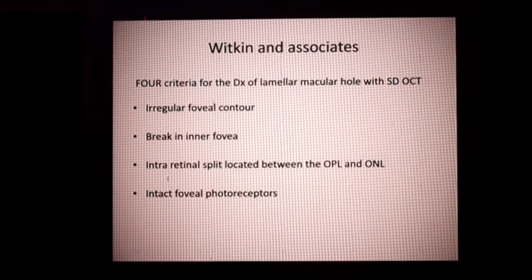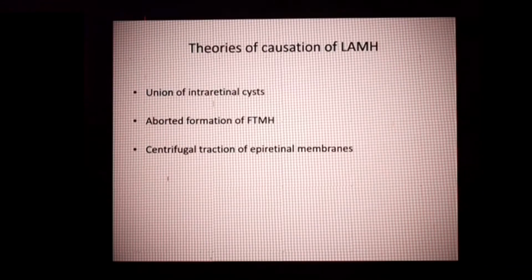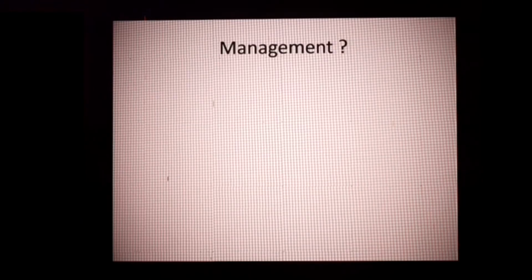So Witkin and associates described the four diagnostic criteria. We will not go into the details, this is theoretical. Theories of causation of lamellar macular hole: union of intraretinal cysts had been proposed, aborted formation of full thickness macular hole, and centrifugal contraction of epiretinal membranes were proposed as the causative theories.